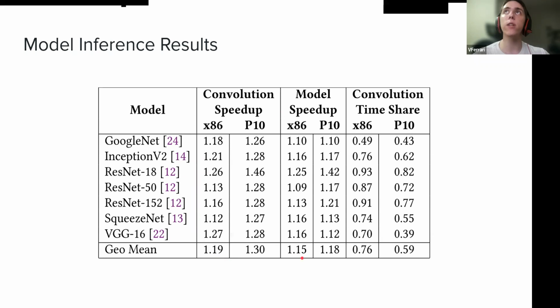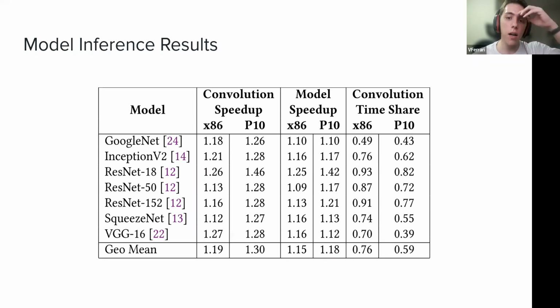While for end-to-end inference, we have on average a geomean of 15% on x86 and 18% on Power 10. So we are speeding up machine learning model inference by 18%. And this is using Onyx MLIR, which is still in development, so the other operations are not that optimized yet as well. For example, on Power 10 in VGG16, convolutions are only responsible for 40% of the time share.